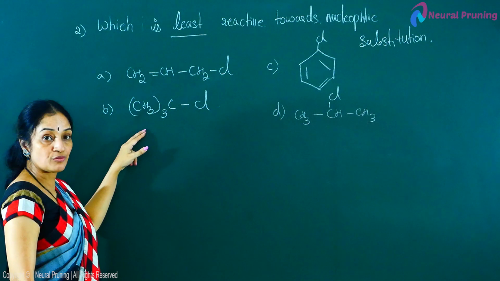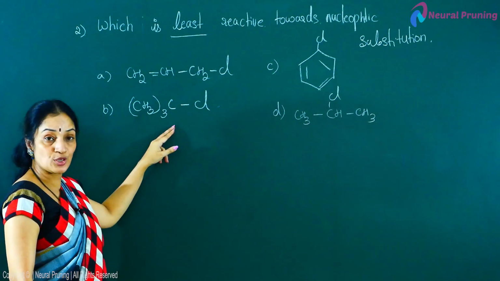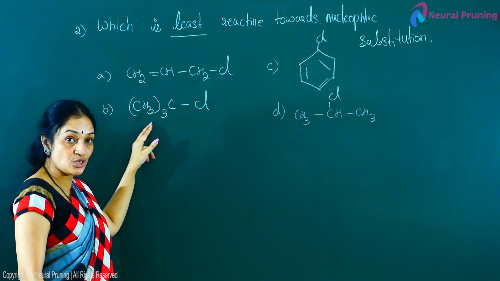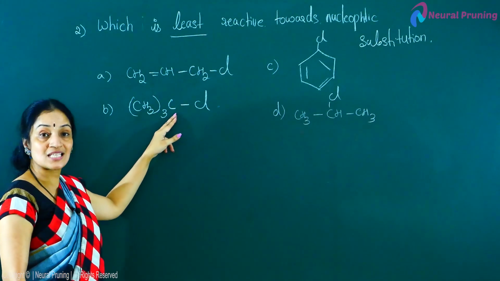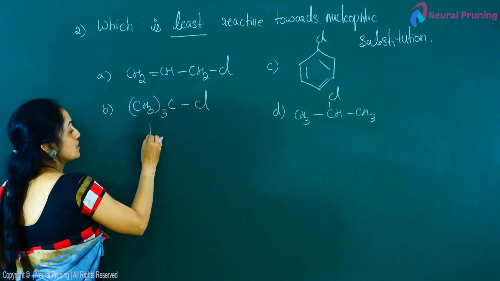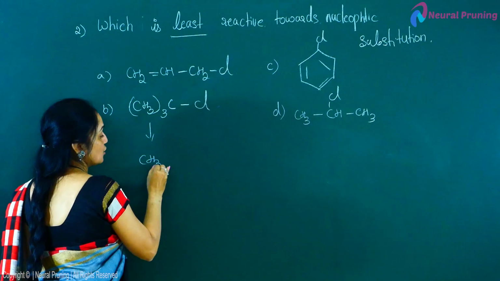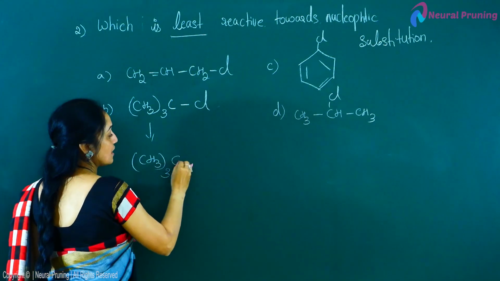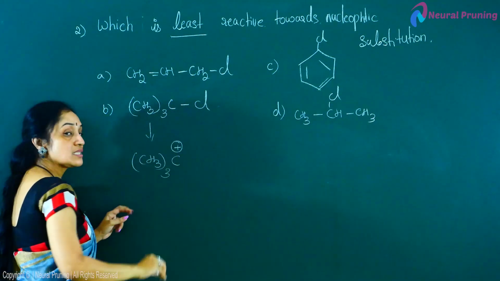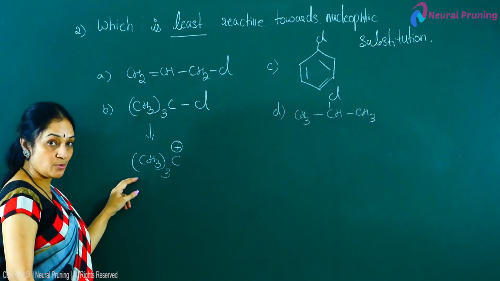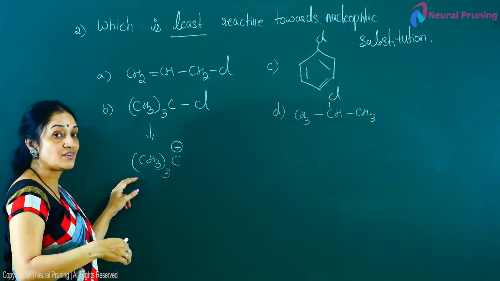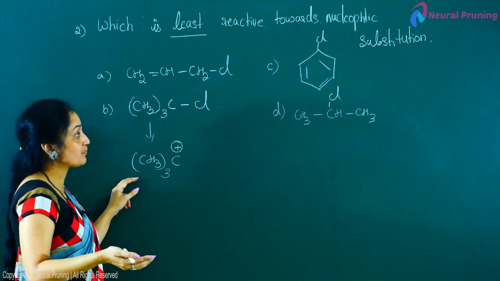Coming to the next part of it, we have a tertiary group. Since there is a tertiary group, there is a formation of a stable carbocation, that is CH3 three times and C with a carbocation. Since we have a stable tertiary carbocation, the reactivity will be very fast.